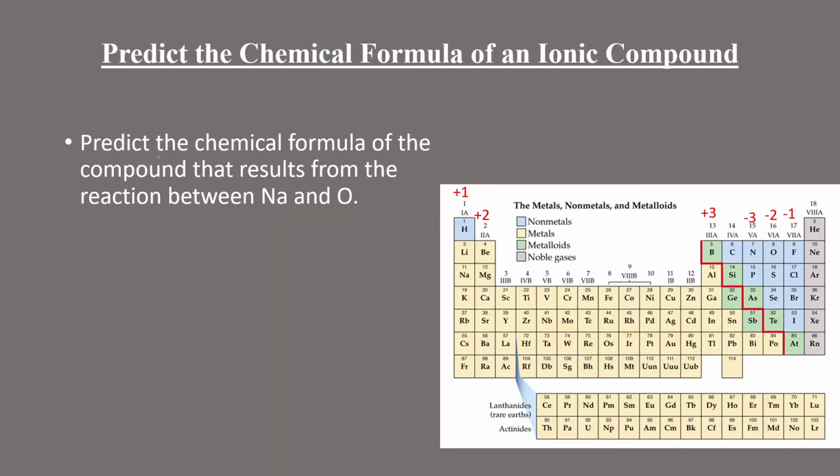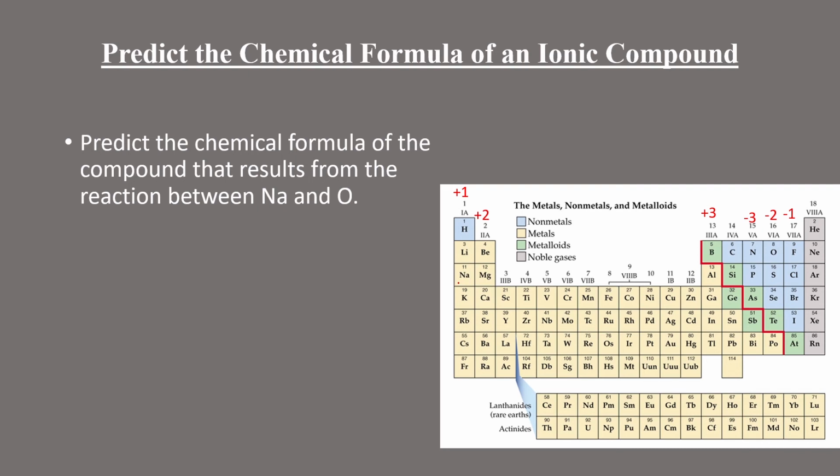So in this example, we have to predict the chemical formula of a compound that results from the reaction between sodium and oxygen. You can pause this video, write the formula on your own, and then play the video to check your answer. So remember, the first step is we need to know the element symbols. We already have the element symbols. The next step is we have to find what type of ion they will make, cation or anion, and what will be the symbol for the cation and anion.